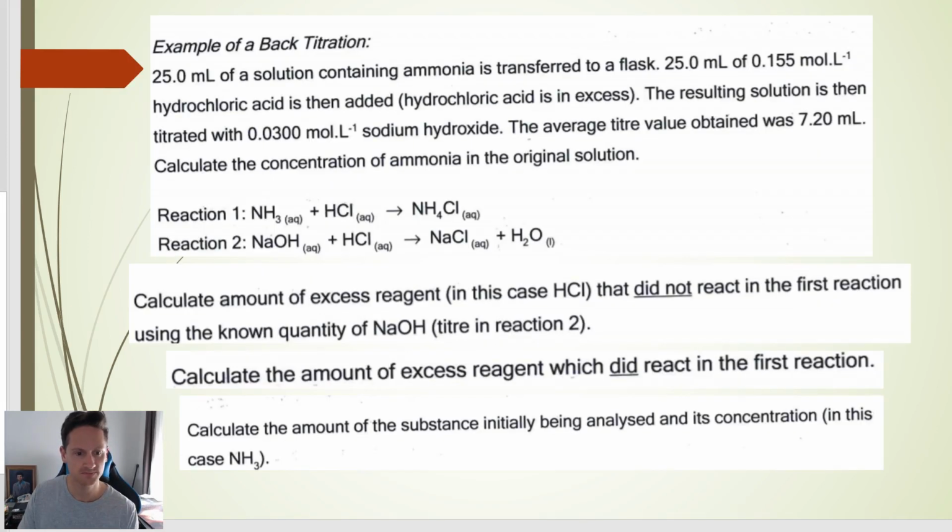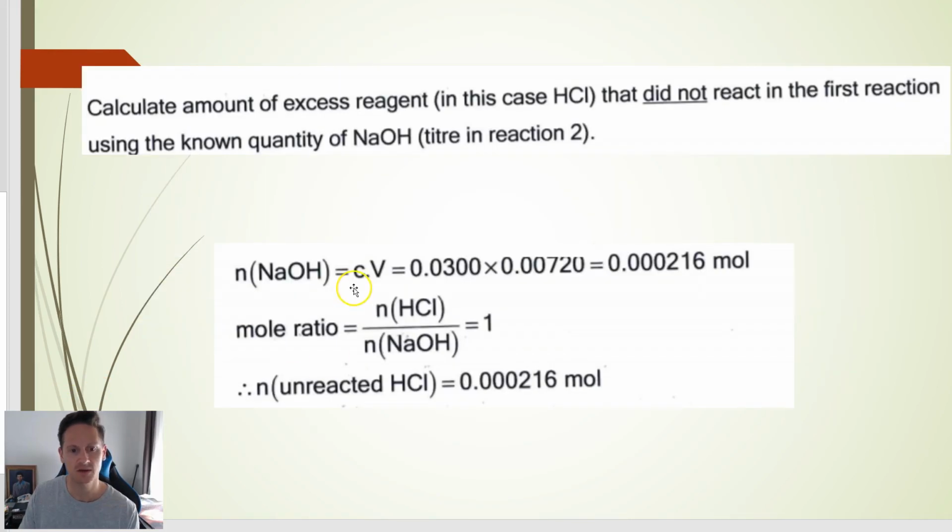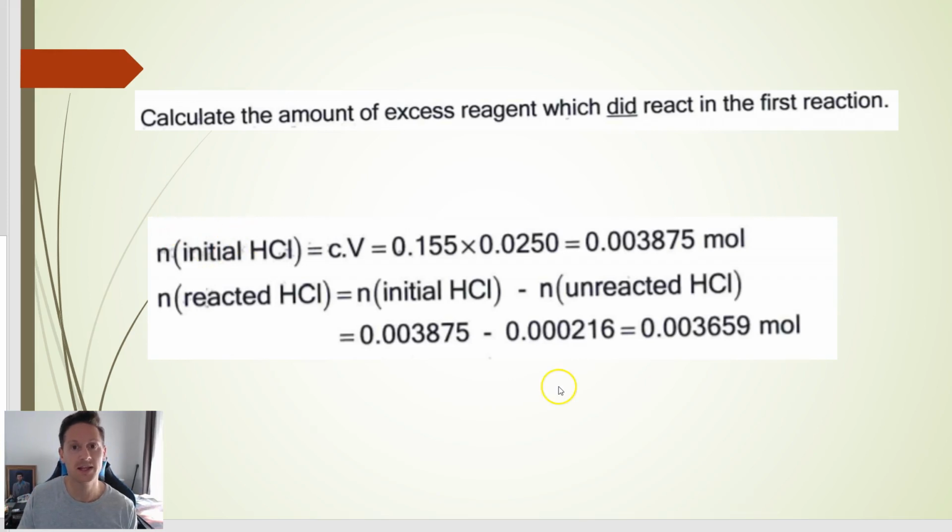So the first question, calculate the amount of excess reagent that did not react in the first reaction. This is what we wanted. There's no marks allocated to this, but this was that first step. So again, pause, make sure you've got it. This is the next part. Again, pause, make sure you've got it.